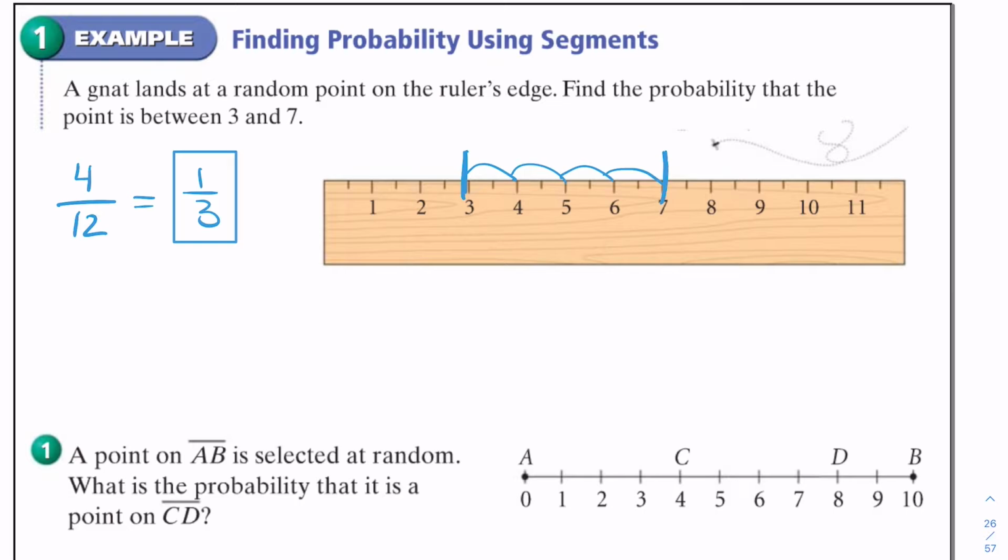What you can do is count from 3 to 7, don't count 3 and don't count 7. Because if you count 1, 2, 3, 4, 5, you're actually going to get the incorrect amount. It's a total of 1, 2, 3, 4 inches. And you can figure this out as well by doing 7 minus 3 to get 4.